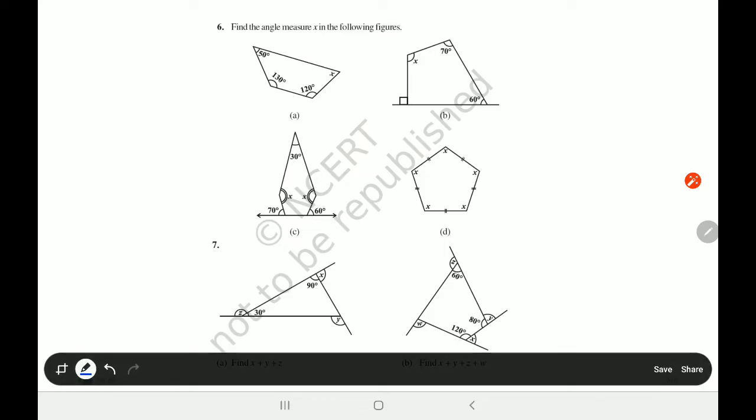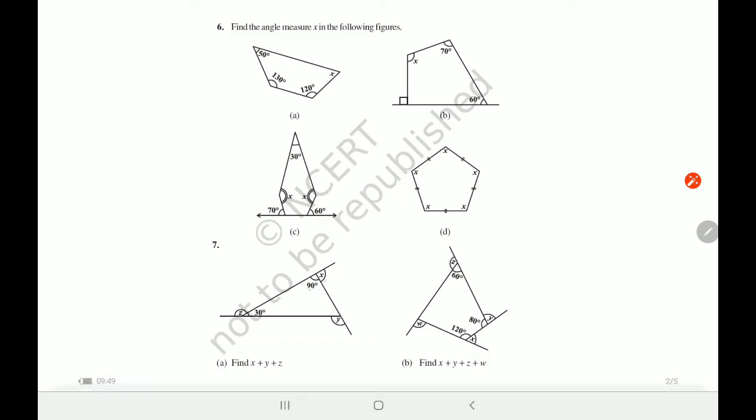नेक्स्ट वन, 7th में क्या करना है? हर जगह पे लीनियर पेयर यूज़ करना है और कुछ भी नहीं है. ओके, तो सबसे पहले यहाँ पे x फाइंड कर सकते हैं आप लोग. 90 प्लस x इक्वल टू 180, x 90 आ जाएगा. ठीक है. z क्या आ जाएगा देख लो. 30 प्लस z इज इक्वल टू 180, तो 150 आ जाएगा. ईजी है, बहुत ईजी है.